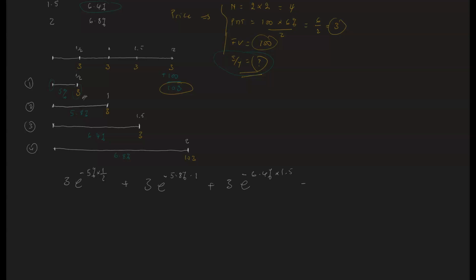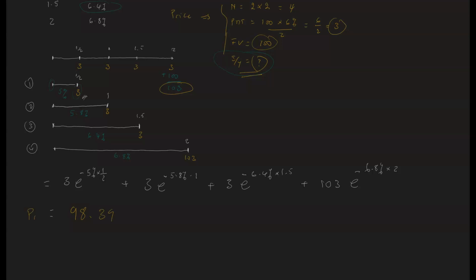And then the last cash flow is going to be equal to 103 multiplied by the exponential of minus 6.8% multiplied by 2, which is t. And the sum of all of this will give me the price of this bond. And it turns out that that sum, if you solve this, is going to be equal to 98.39.